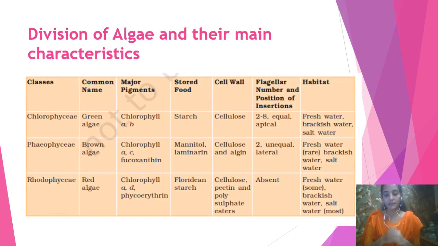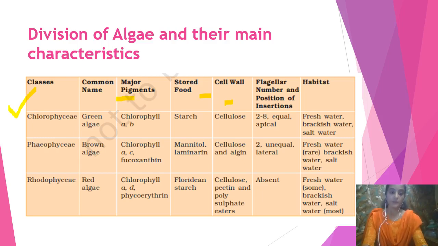Now, I have given the general characteristics of these three classes of the algae. You can go through it, and in the next class, we will detail all the three groups of the algae. So, let's see first the chlorophyceae. Common name is given, major pigments, stored food, cell wall, flagella, and habitat. Chlorophyceae is also called green algae. The pigments are chlorophyll A and B. The stored food is starch. Cell wall is made up of cellulose. There are 2 to 8 flagella, they are equal and their position is apical. They can be seen in fresh water, brackish water, and salt water.